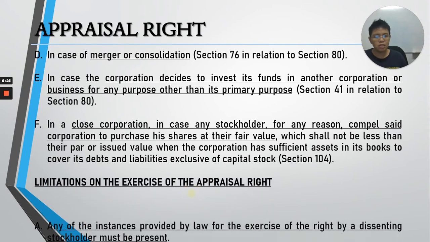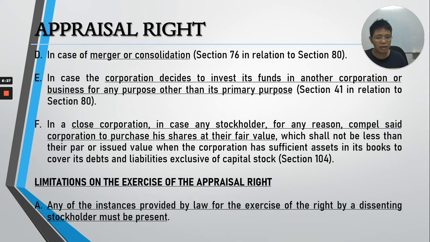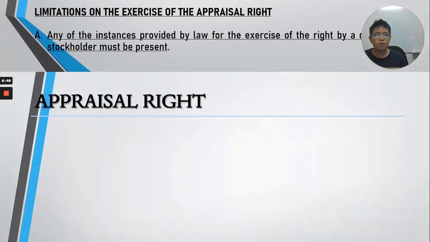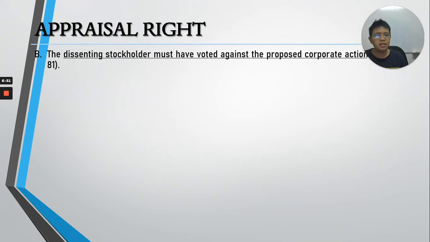What else? The limitations on the exercise of appraisal right. Letter A, any of the instances provided by law for the exercise of the right by a dissenting stockholder must be present. So here again, I just said it, I repeated it again. The instances of appraisal right must be present or else the right is not available. What else? Number 2, the dissenting stockholder must have voted against the proposed corporate action.